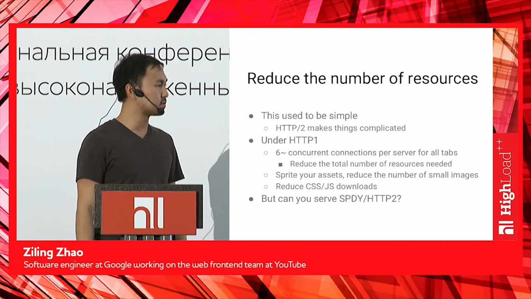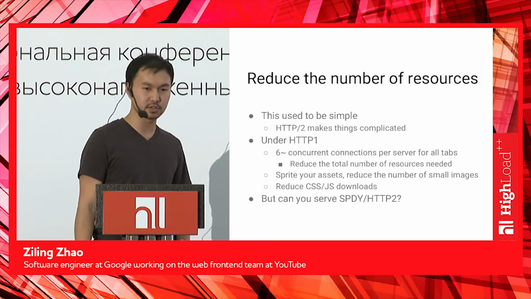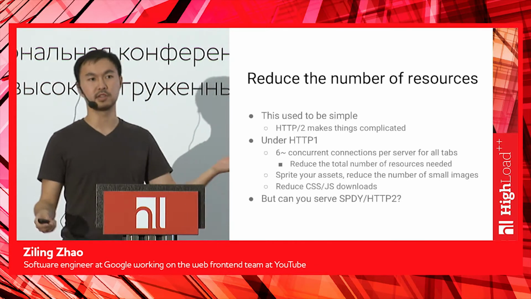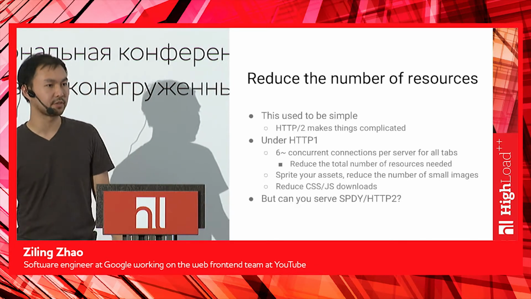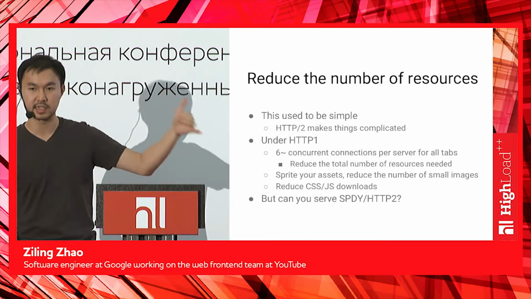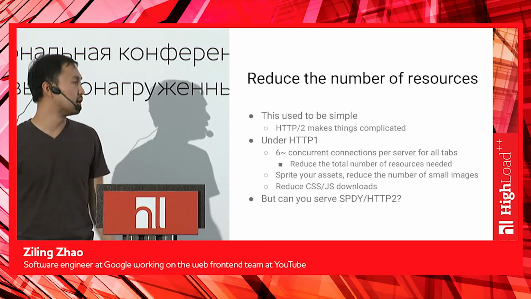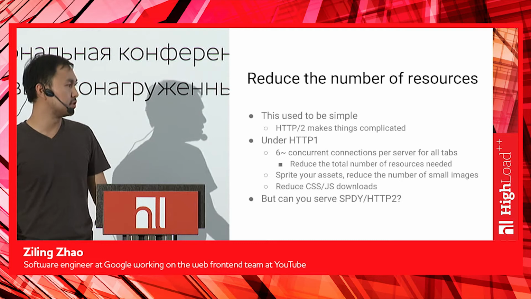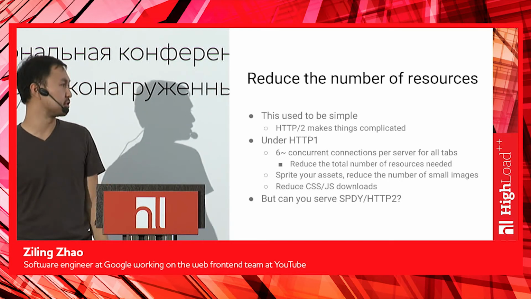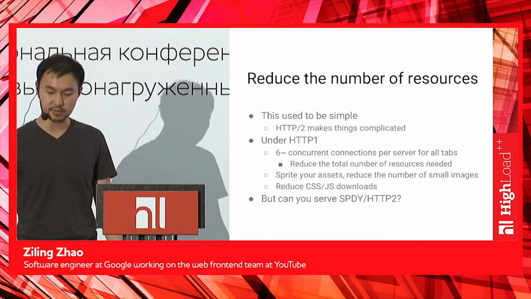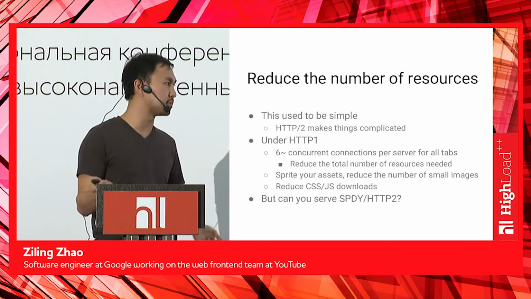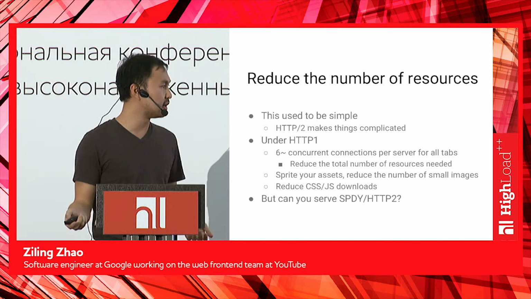So that means reduce the total number of resources you need. Icons, typically people sprite these because if you have 30 icons, you can only download 6 at a time. They're all blocking. So reduce CSS, JavaScript, concatenate all those files. But if you can serve SPDY or HTTP/2, this is commonly considered an anti-pattern.